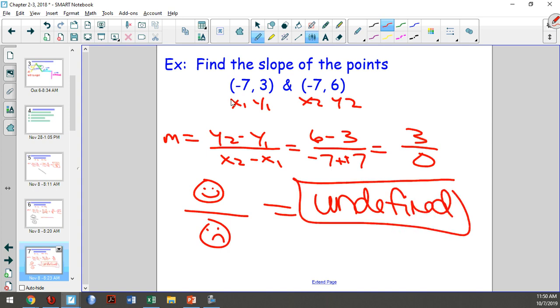Can you tell me where this is at in our slope pick? It's the cliff. It's the vertical line. Do we all understand that? Yes?